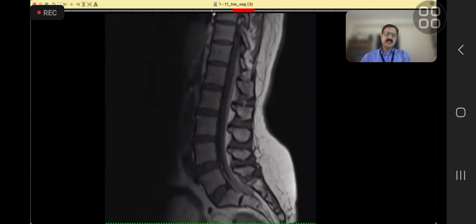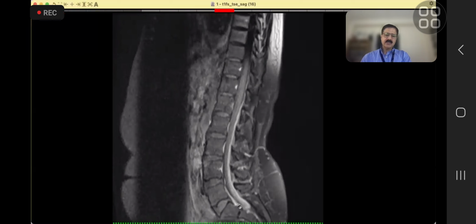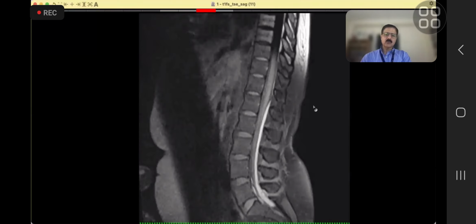So the key thing which was missing, that post-contrast T1 weighted sequence, was asked. This is a post-contrast, and the inference was that this is enhancing. Actually, a pre-contrast T1 weighted fat saturated would have solved the matter. Here you are. So this is a pre-contrast T1 weighted, and this is all high signal intensity.